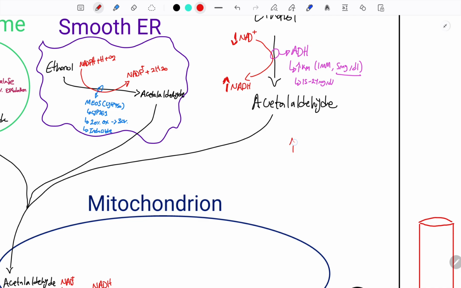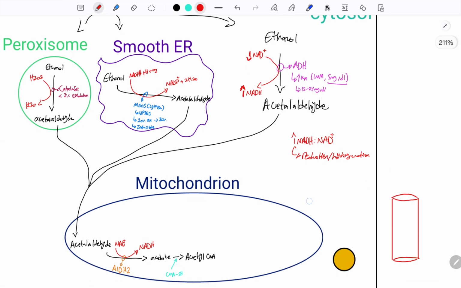This increase in the NADH to NAD ratio is a signal to the cell. It's a signal to the cell that's saying, hey, we're having a lot of oxidation reactions occurring. You should probably shift the balance to a reduction / hydrogenation. Okay? That's what it's saying. Okay, but what does it actually mean? Let's take a look at it.